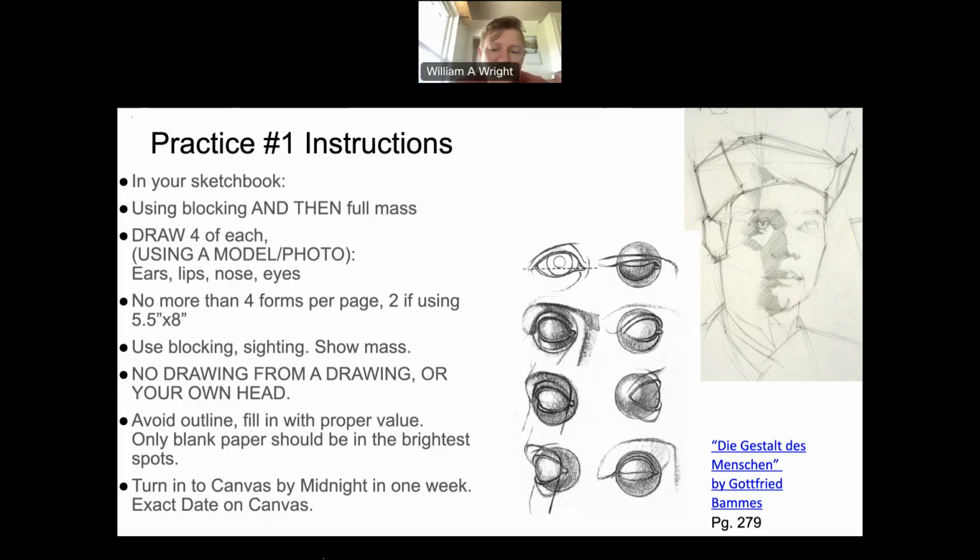Use blocking, use siding, show mass, show value. No drawing from a drawing or your own head. I'm saying these things repeatedly, so you shouldn't do them. Avoid outline. That's the most important one. Remember, we don't see things with big dark lines around them.